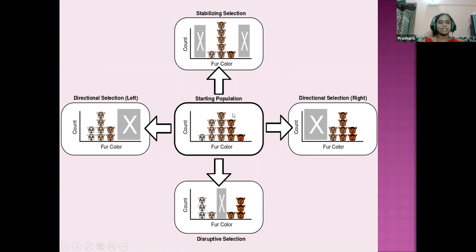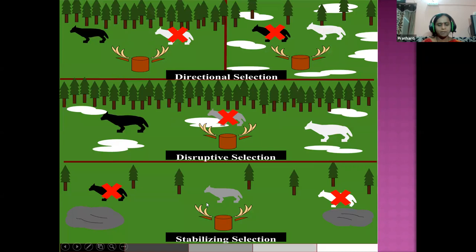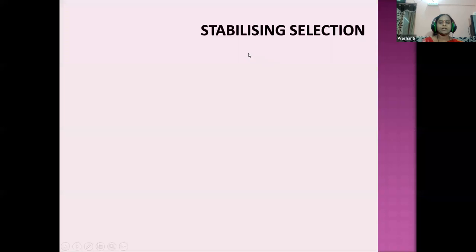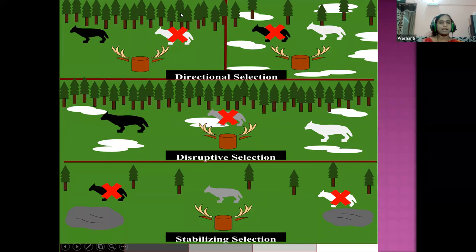So just see in this picture, children, stabilizing selection. That is, the population is stable here in the middle. That is, the individuals of the average phenotype are selected and not the extreme individuals. And when you take the disruptive selection means the intermediate individuals are eliminated and only the extremes are selected. When you take the directional selection, here the individuals of extreme right corners are selected. So we'll look into it in detail, children.